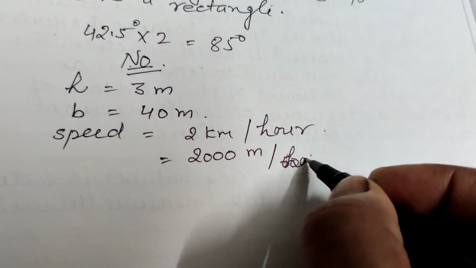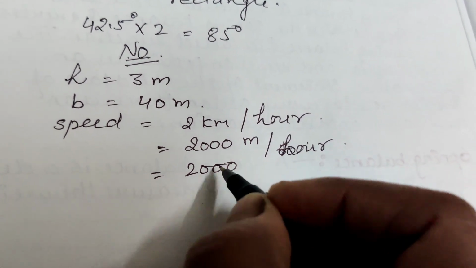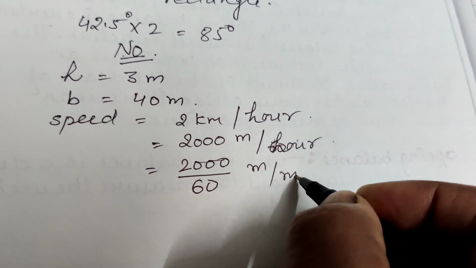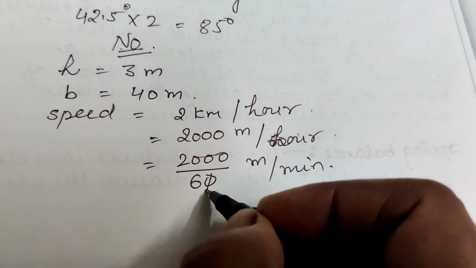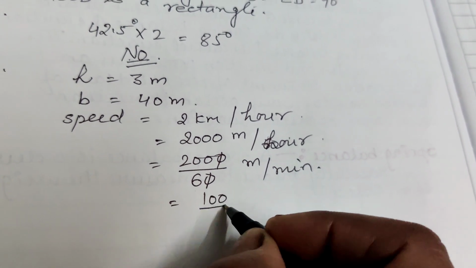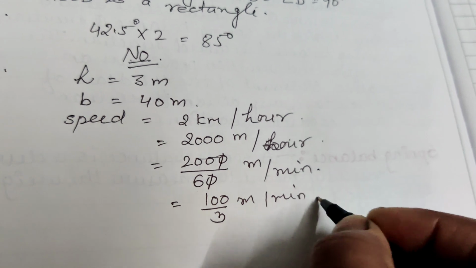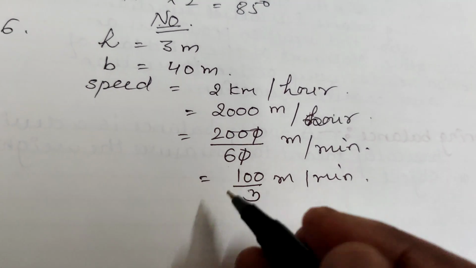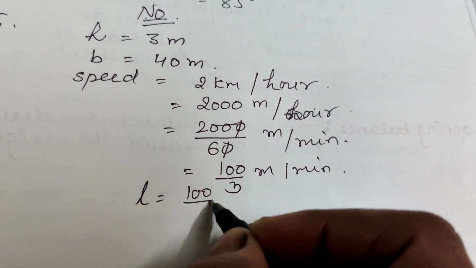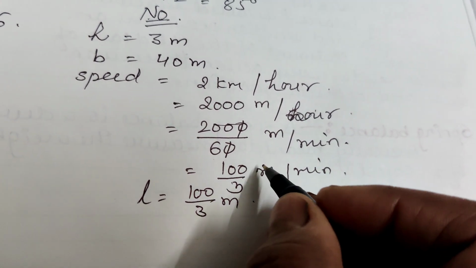2000 meter per hour, and we can write 2000 by 60 meter per minute. It means 100 by 3 meter per minute. It means in 1 minute the length water flows is 100 by 3 meter. In a minute water flows 100 by 3 meter.